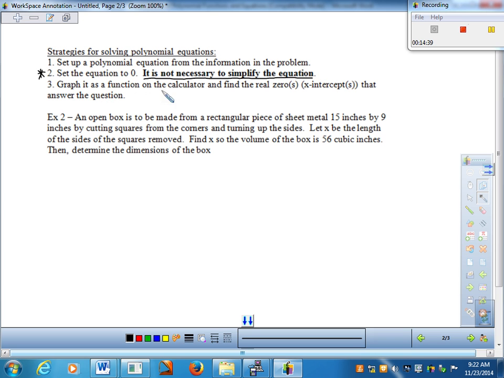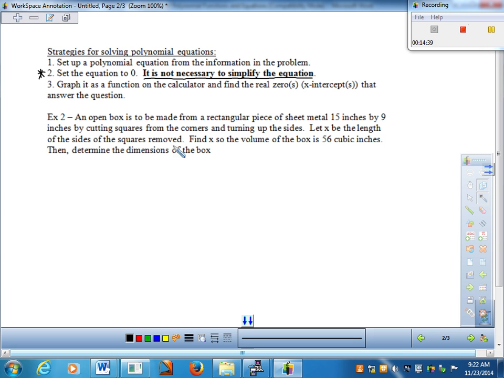So graph it as a function on the calculator and find the real zeros. And of course, real zeros show up as x-intercepts. So we just want to figure out the x-intercepts that make sense with this problem. Do we care about imaginary answers for these types of problems? Absolutely not. So again, we're not doing synthetic division, we're just letting the calculator do its work, and we're interpreting what we need from there.